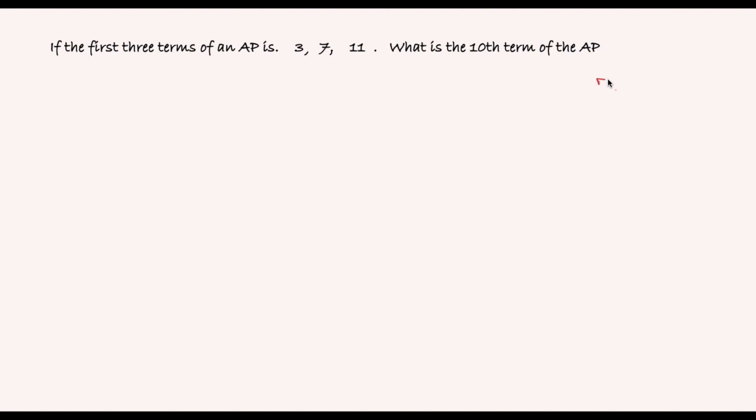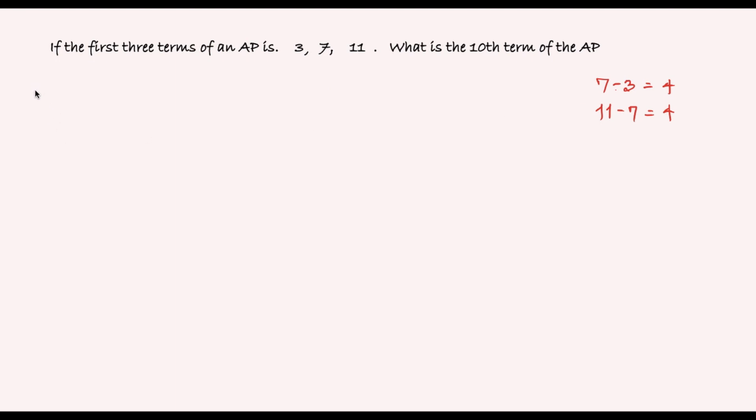So we can say 7 minus 3 equals 4, which is this term minus this term, and 11 minus 7 is also equal to 4. So here we know that the difference between successive terms are the same. So obviously this is an arithmetic progression.